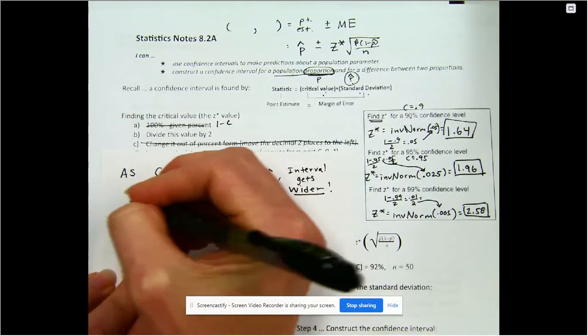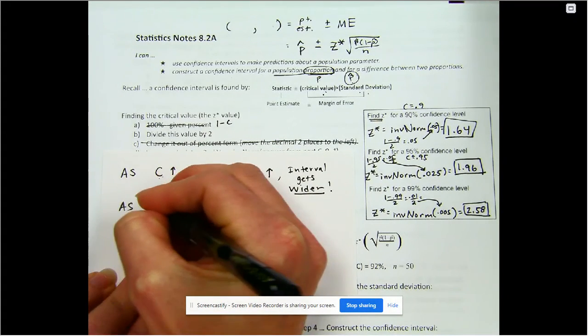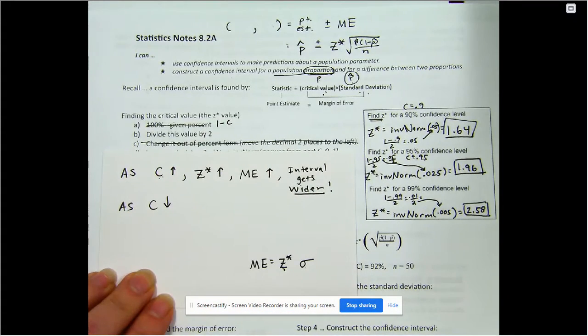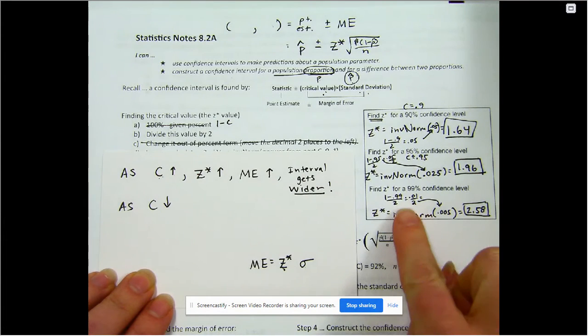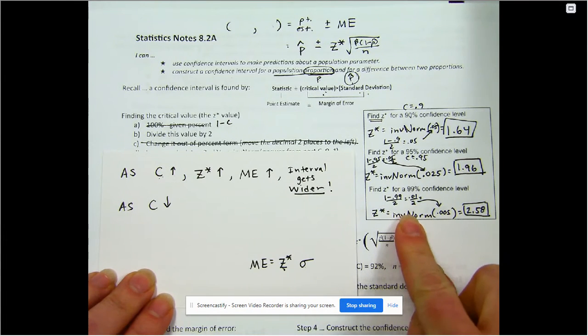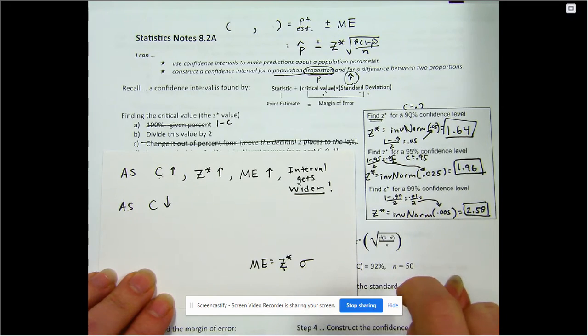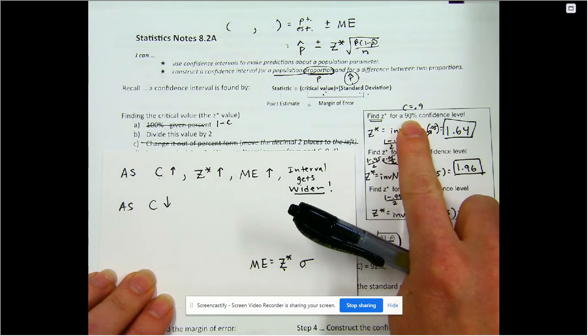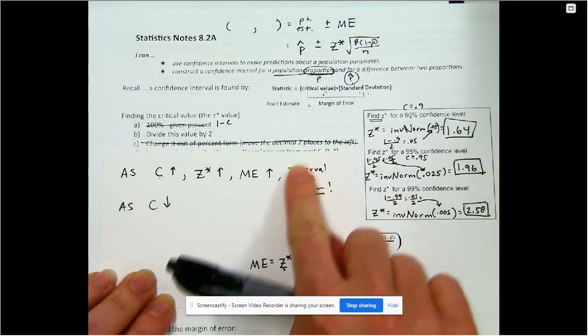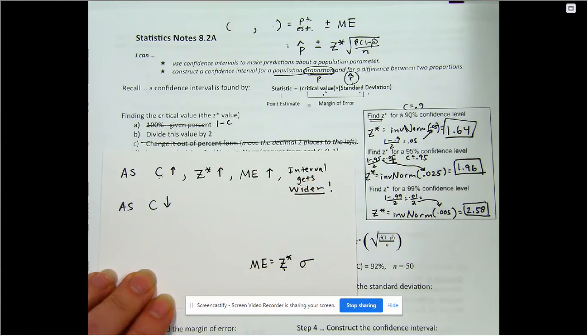Which holds true if C goes down as well. So if you decrease your confidence level, if you make C get smaller, say I had a 99% confidence interval and I decide to make it a 90% confidence interval, what's going to happen to the width of my interval? Well, let's think that through.